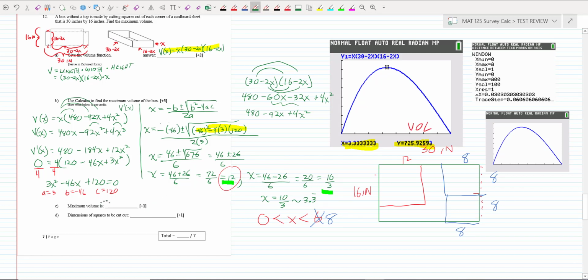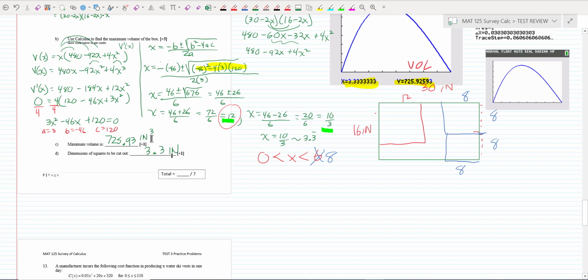The maximum volume is 725.93 cubic inches if we round, and then the dimension is about 3.3 inches by rounding like that. Okay, so that's a good way to do that problem. All right, but you do have to find the critical number, and you do have to use the quadratic formula or factor to get that done. But I highly recommend that you do these technology problems with your calculator as much as you can.